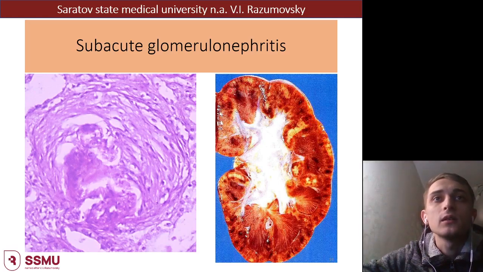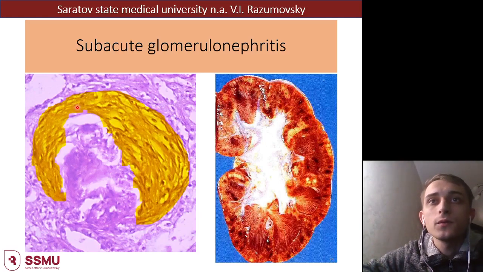So we can see the same manifestation. We can see areas of hemorrhages here, areas of sclerosis, and so on. But the size of the kidney will be increased. On the microscopical level, we may see formation of semilunar formations in the glomeruli. We may see these formations as a result of proliferation of cells, of capsular cells, the capsule of Shumlyansky.